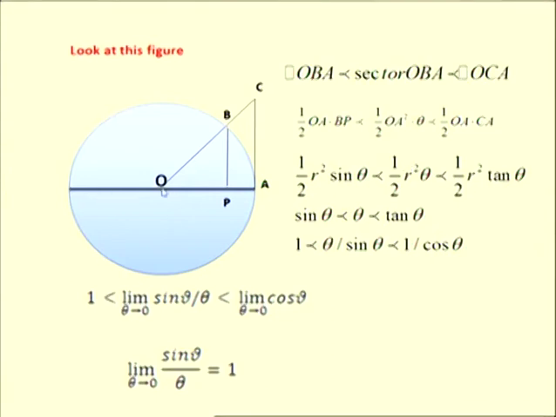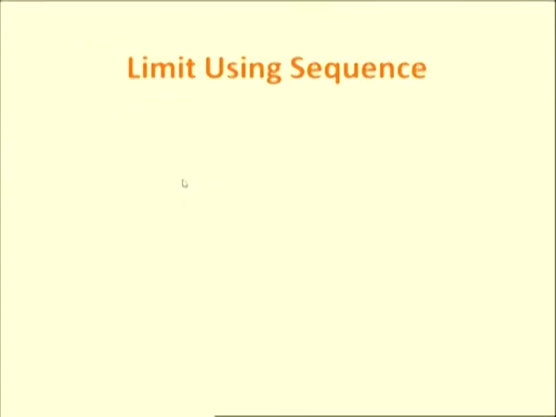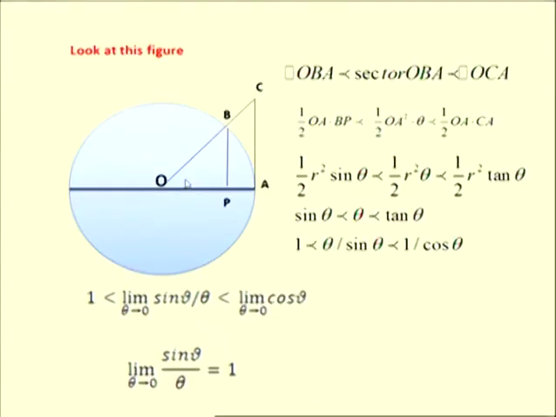Now we are talking about the sector of the circle OBA. Now it is not a triangle. The area of the sector is 1/2 r square theta. So it is 1/2 OA square, where OA is our radius, so 1/2 OA square times theta. This theta angle is the angle BOA or COA. This angle is theta.